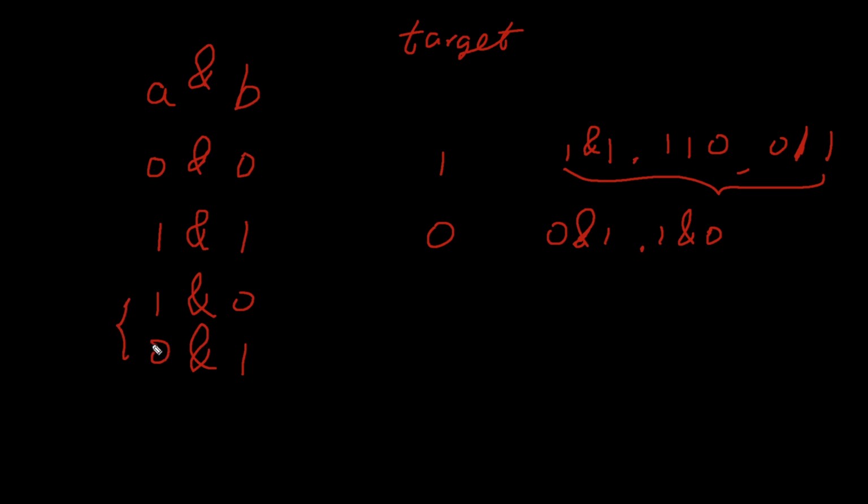So in this one, the end result is 0 and the target will be 1. So in this case, if you want to change this one to be 0, right? Sorry, change this one to be 1.